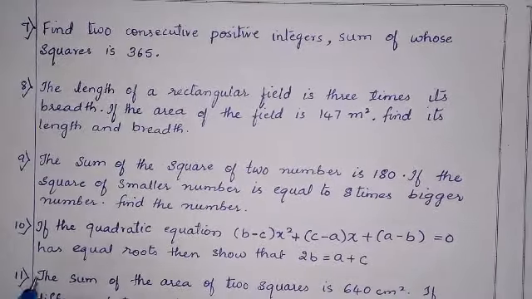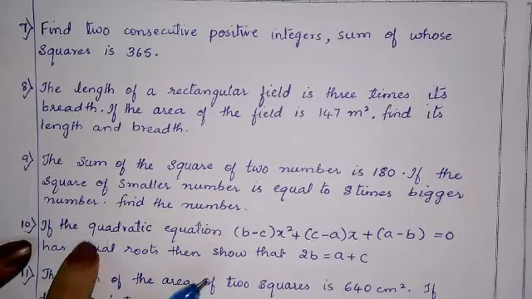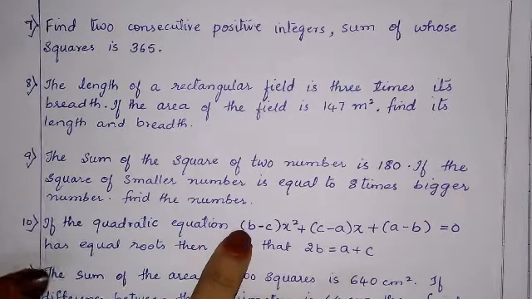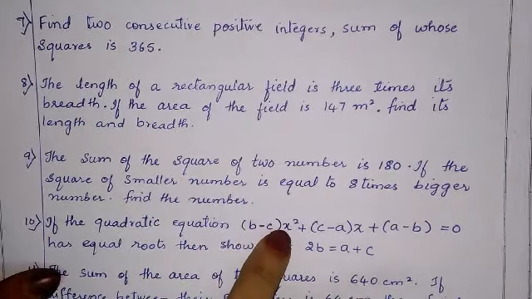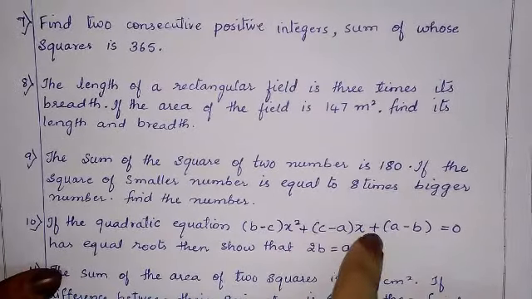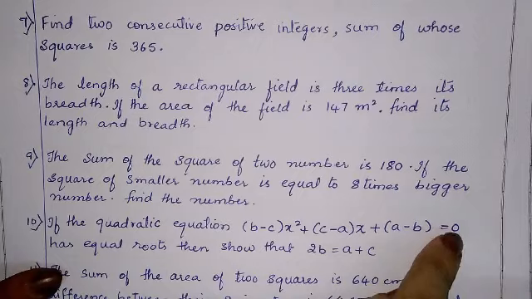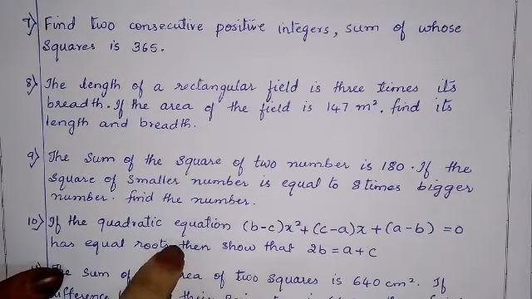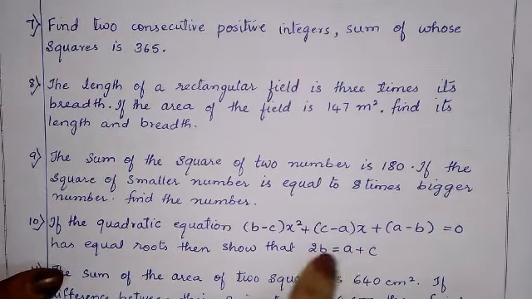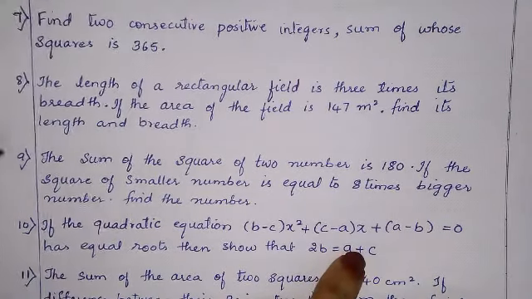So the next question is question number 10. Let me read the question. If the quadratic equation (b minus c)x square plus (c minus a)x plus (a minus b) is equal to 0 has equal roots, then show that 2b is equal to a plus c. We have to prove this. Okay, so let us write the given equation first. Question number 10.